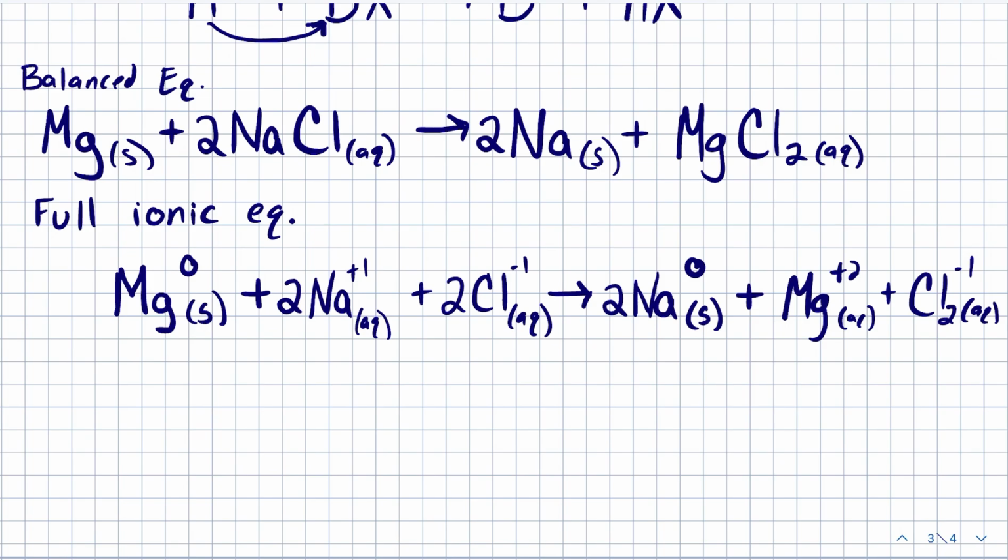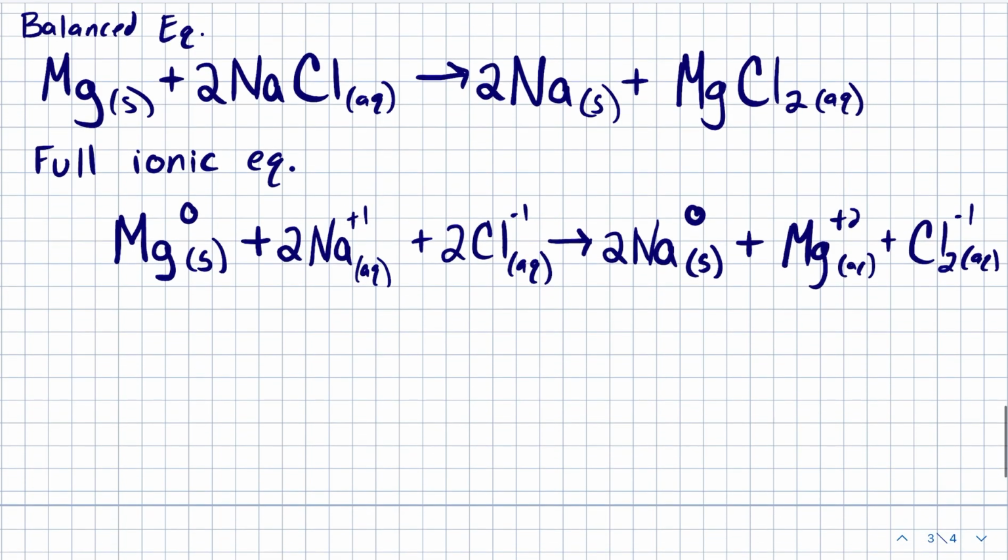And so with this, I have my stuff, and it's going to help keep it balanced. I have all of my ions, I have all of my state symbols. So now what we're going to do is just like in math class. If we have the same thing on both sides, it will cancel out.